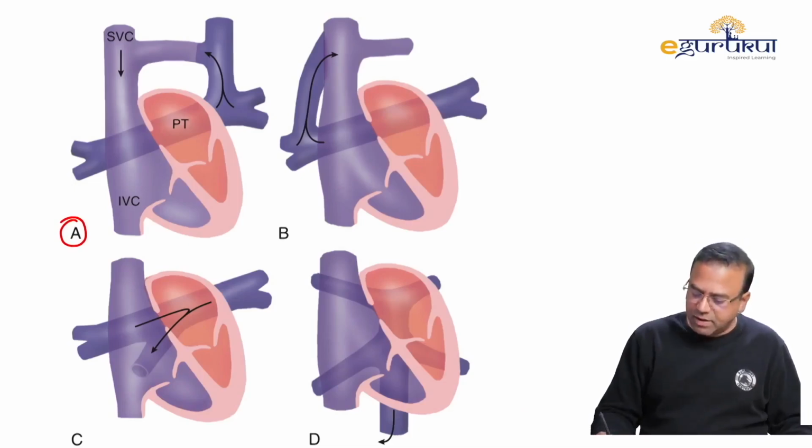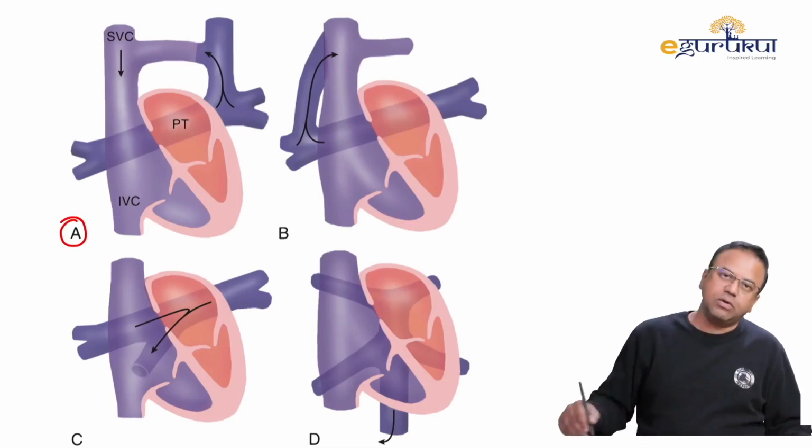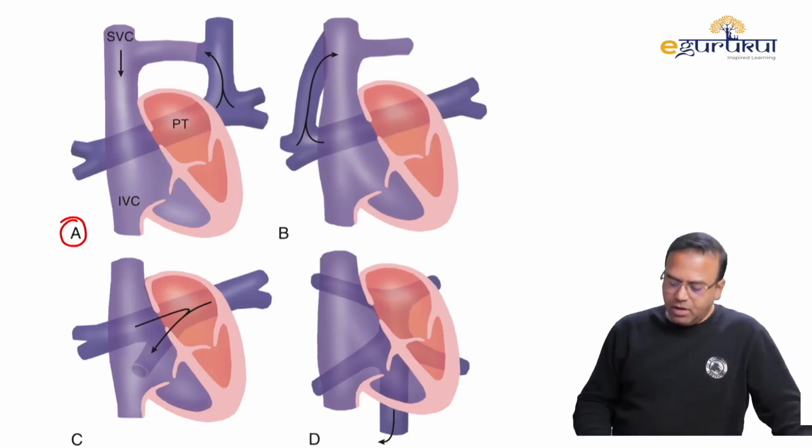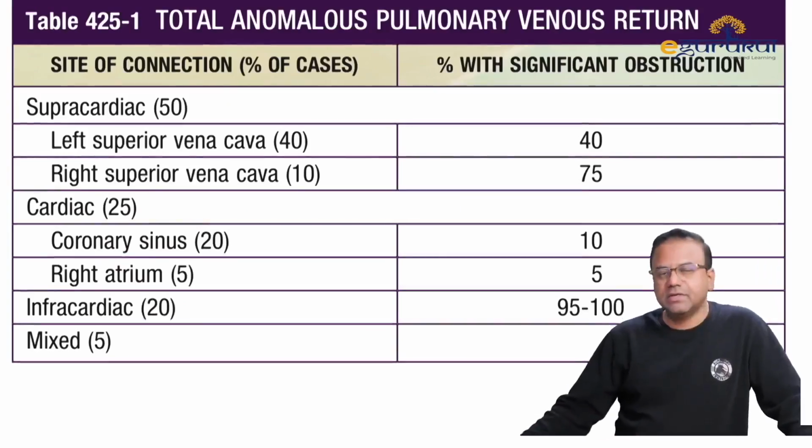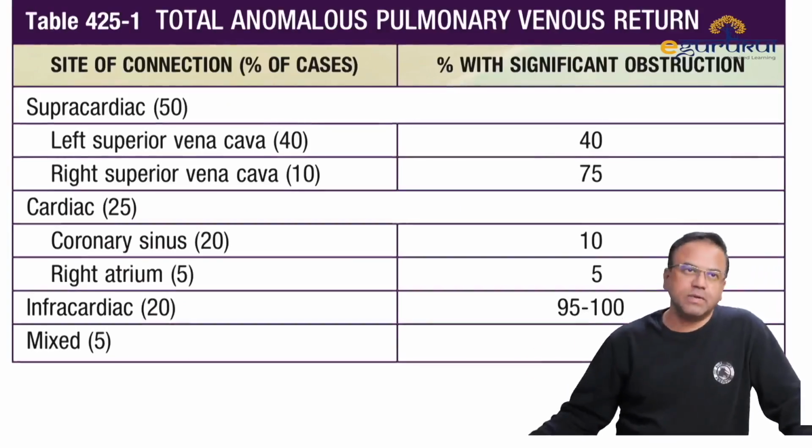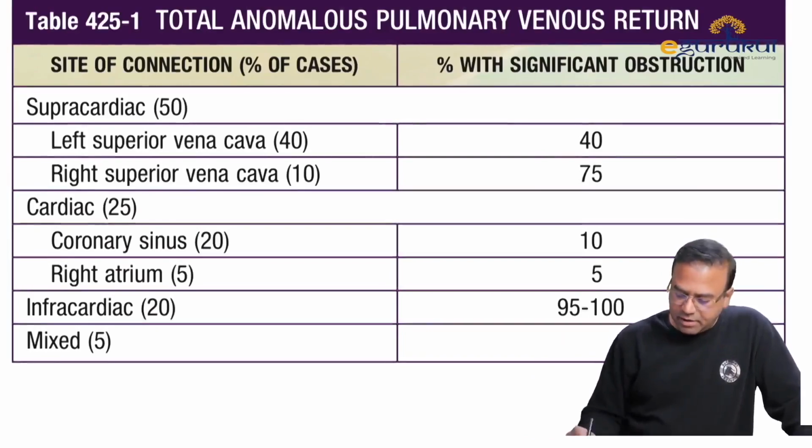The second one is where it's directly opening the SVC. The third one is opening the right atrium, and the fourth one is going down and opening below the diaphragm into the IVC. If you look at the percentages given in Nelson's Pediatrics, this is a table from Nelson's Pediatrics, and you can see supracardiac type is roughly about 50%. The cardiac type is around 25%. The infracardiac type is 20%.